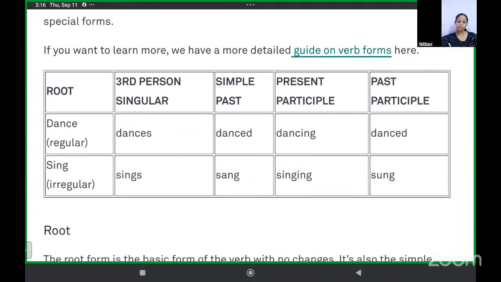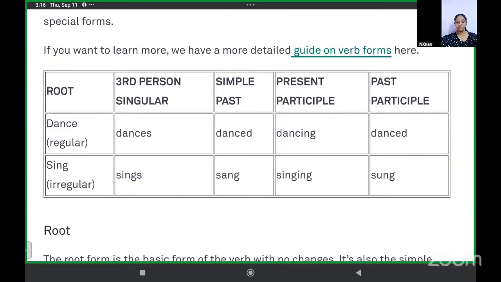See, the root verb, dance, is a regular verb, and sing is an irregular verb. When we take a look at the form of dance in third person singular, it becomes dances. Yes, Cedric, the third person singular is the simple present tense.